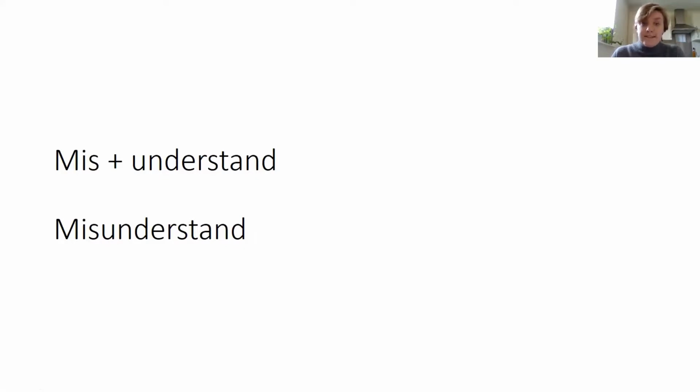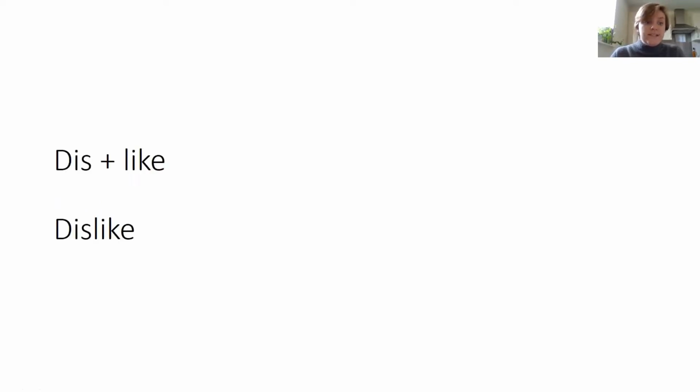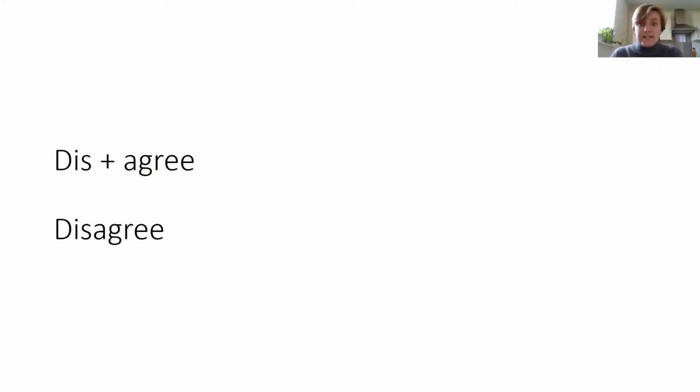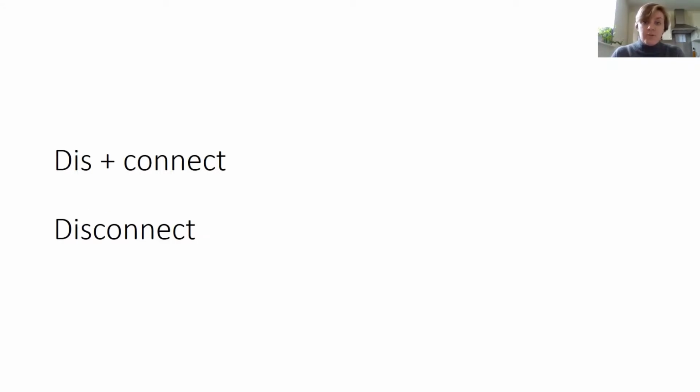Next one is dis. Now dis means not. So you might like something, but if we add the dis prefix, we dislike it, we don't like it. So dislike. Agree. You agree on something, you think, yeah, I agree with that. If we add the prefix, we get disagree, you don't agree. Then we've got connect. So you might connect an iPad in school to a laptop. But if we disconnect, we don't connect it. We take that connection away.